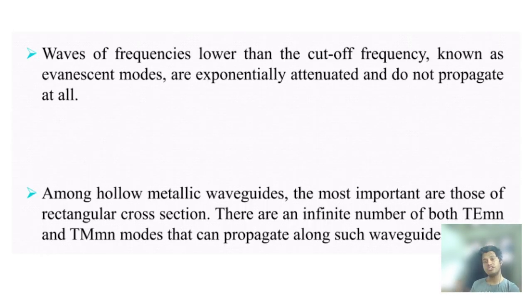Wave frequencies lower than the cutoff frequency, known as evanescent modes, are exponentially attenuated and do not propagate at all. Among hollow metallic waveguides, the most important are those of rectangular cross section. There is an infinite number of both TE and TM modes that can propagate in such waveguides.